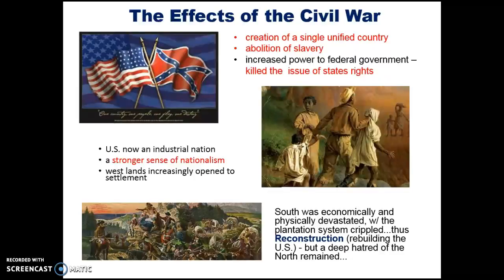However, on the downside, the South was economically and physically devastated, because remember what Grant and the other generals did. They just destroyed everything as they went through the South. With the plantation system crippled, which was their moneymaker, you're going to have Reconstruction, which is rebuilding the United States, but a deep hatred of the North remains. You're going to have Southerners that still do not like Northerners because they lost the war.